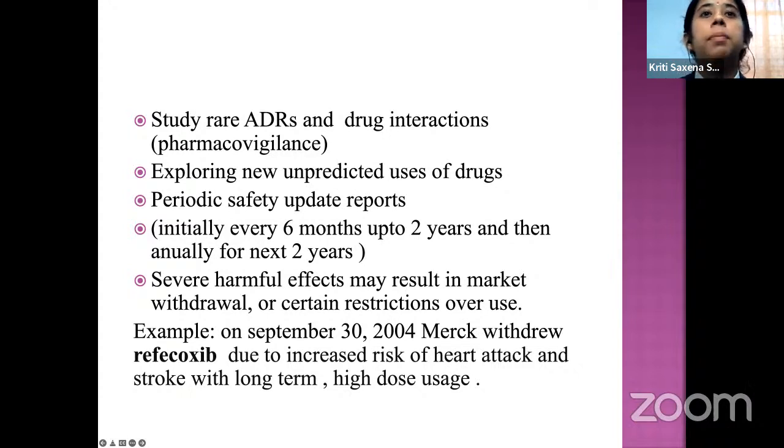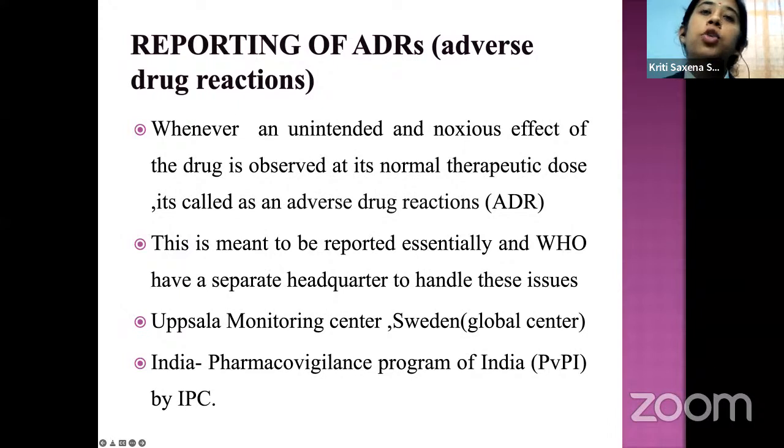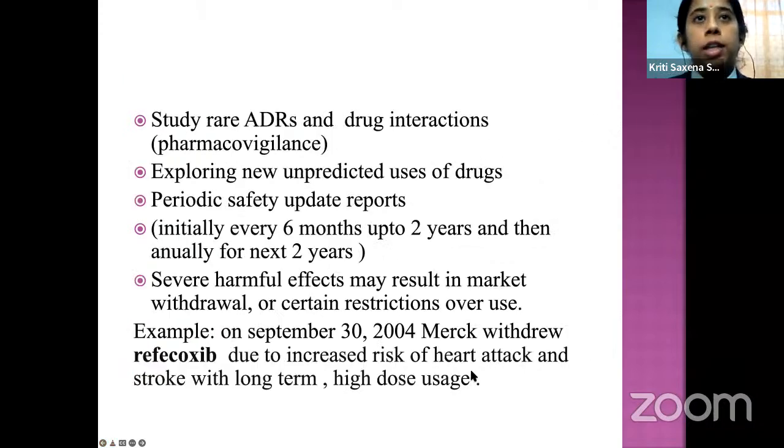and minoxidil is being used in alopecia. Periodic safety update reports are always maintained up to almost 4 years post-approval. That is initially every 6 months. The reporting of ADR, that is adverse reactions.